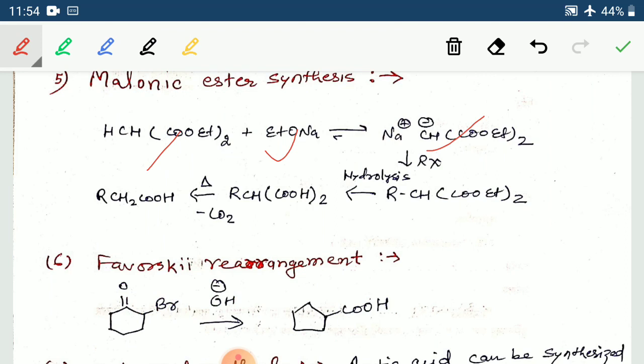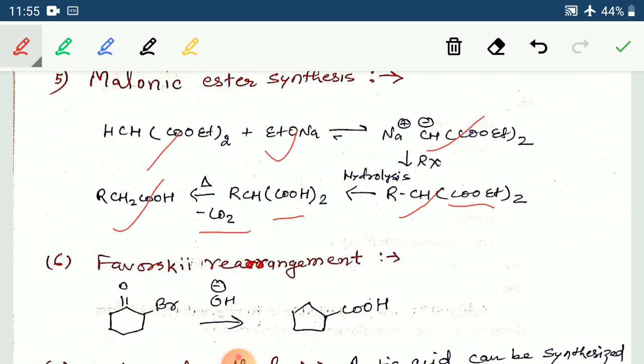So this carbanion reacts with some other electrophile like alkyl halide, and we will have these alkylated substituents. Now upon hydrolysis, this ester will be converted to carboxylic acid. As we know, if carbon has more than one carboxylic acid group, then it is very easy to decarboxylate. So upon heating, this dicarboxylic acid will be converted to monocarboxylic acid with the removal of CO2 gas.